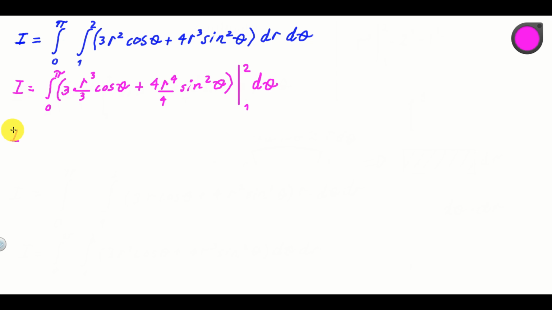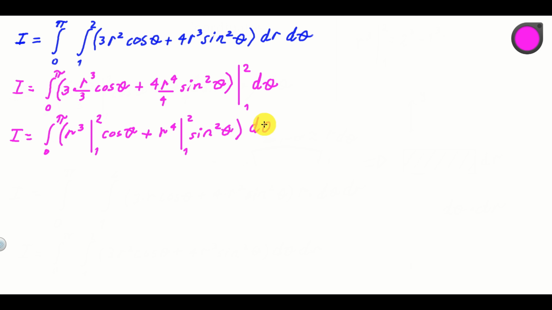Next, we can write this integral like this. It is an integral from 0 to pi. Over here, 3 and 3 can be cancelled, and we are left with r to the power 3. And let's immediately write the bounds, 1 to 2, and then we have cosine theta. Then we have plus, over here 4 and 4 can be cancelled, and we are only left with r to the power 4. Let's put the bounds from 1 to 2, multiplying sine squared theta. And let's close the parentheses. And let's write here d theta.